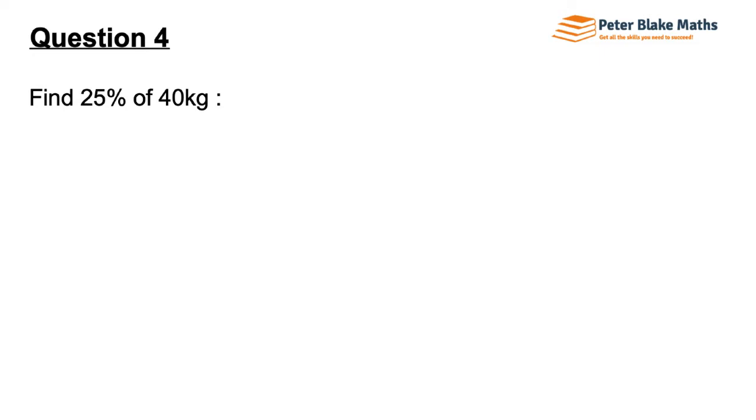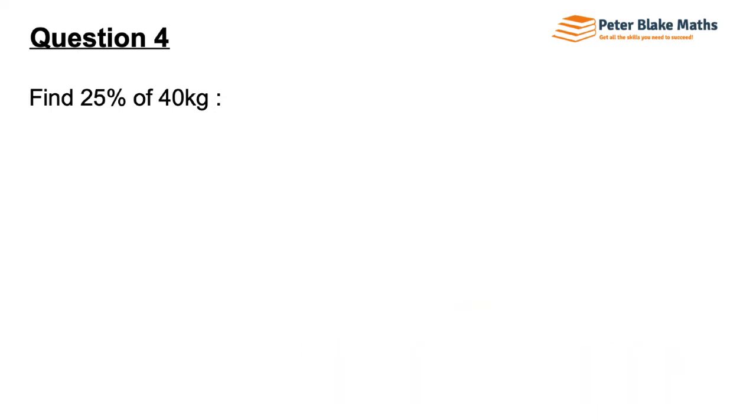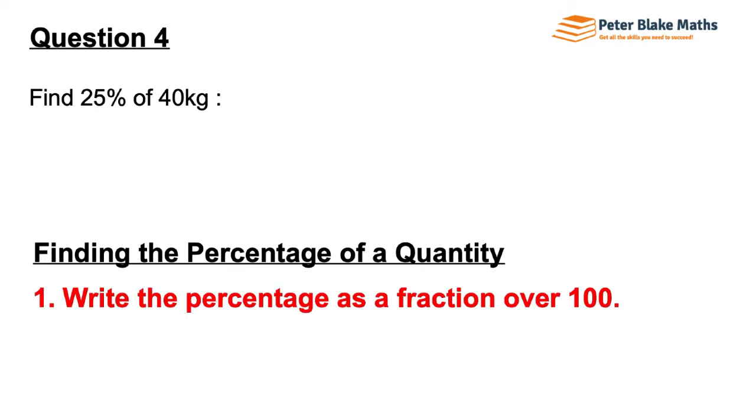Question 4. Find 25% of 40 kilograms. Now many of you might recognize that 25% is a quarter, so you could say to yourself a quarter of 40, and you might get an answer pretty straight away there. But let's have a look at the system. To find a percentage of a quantity, we write the percentage as a fraction over 100. So we've got 25%, which will convert in our minds to 25 over 100.